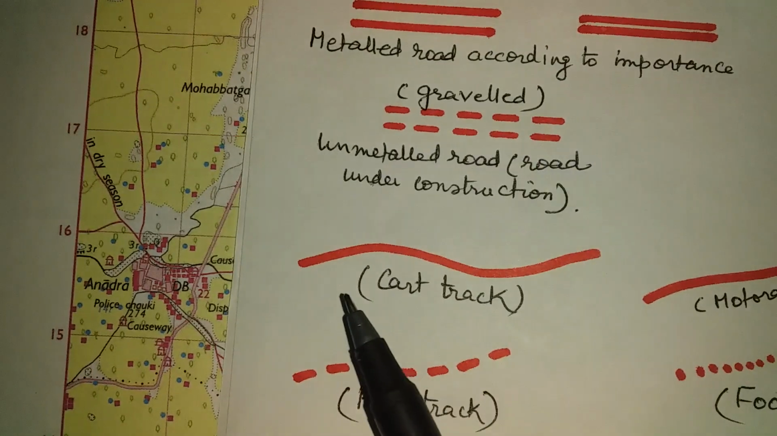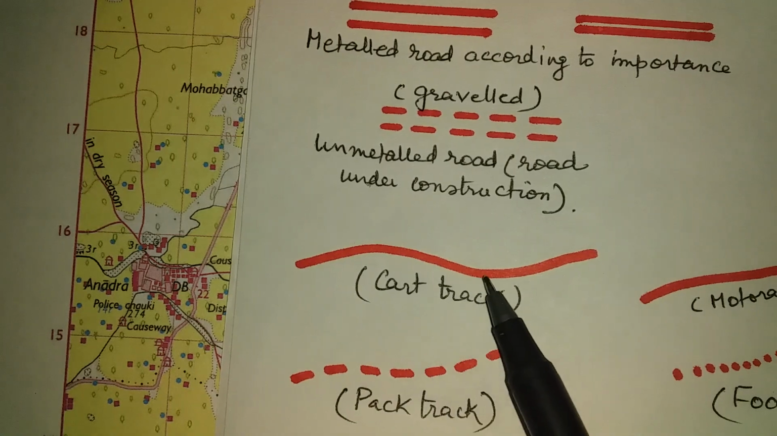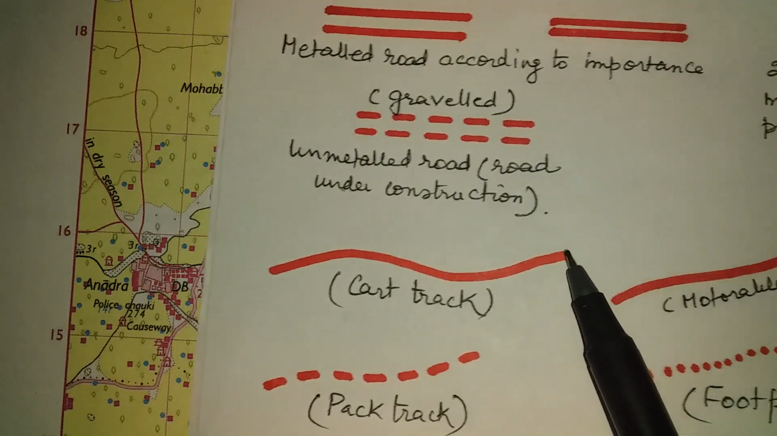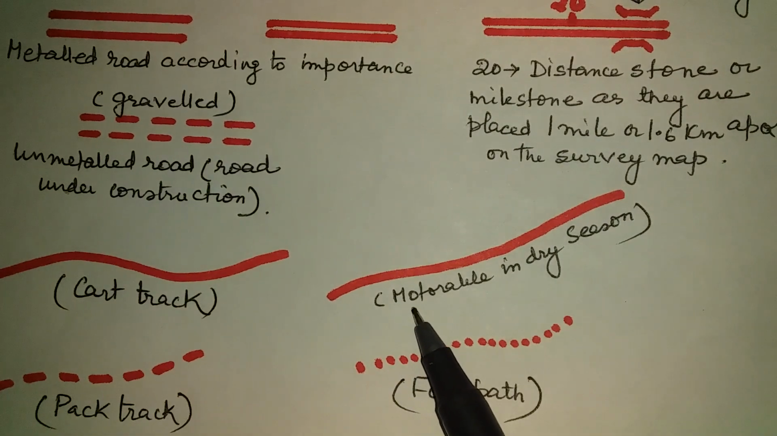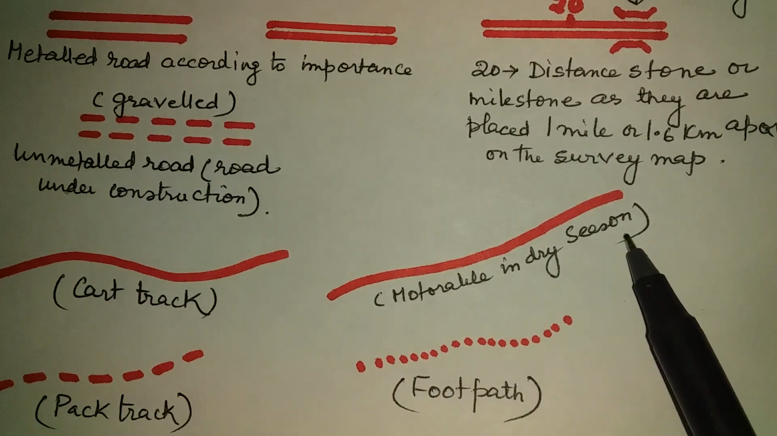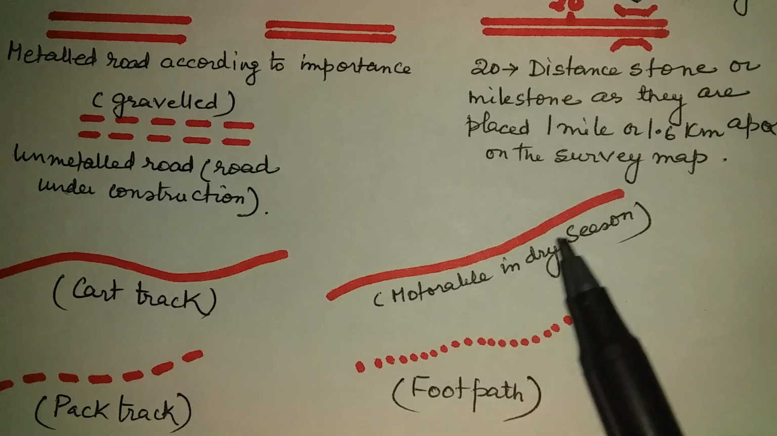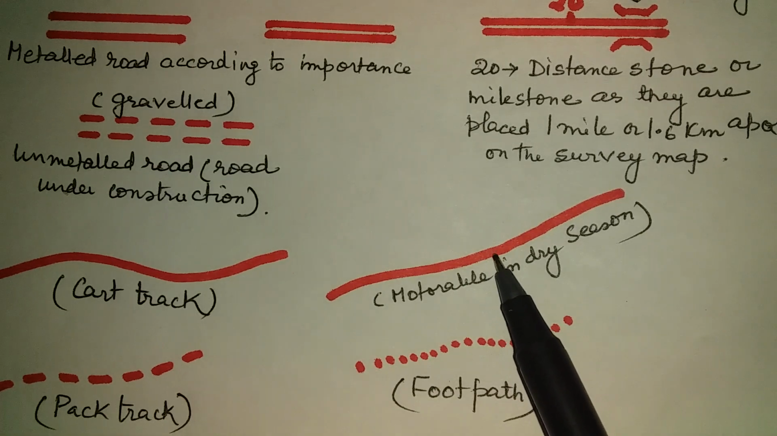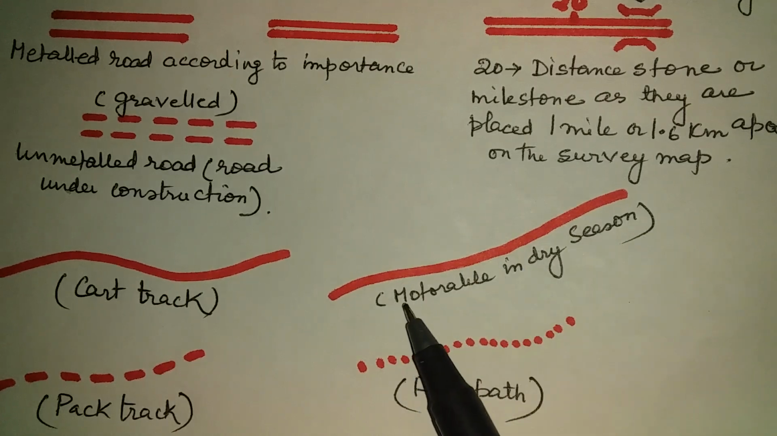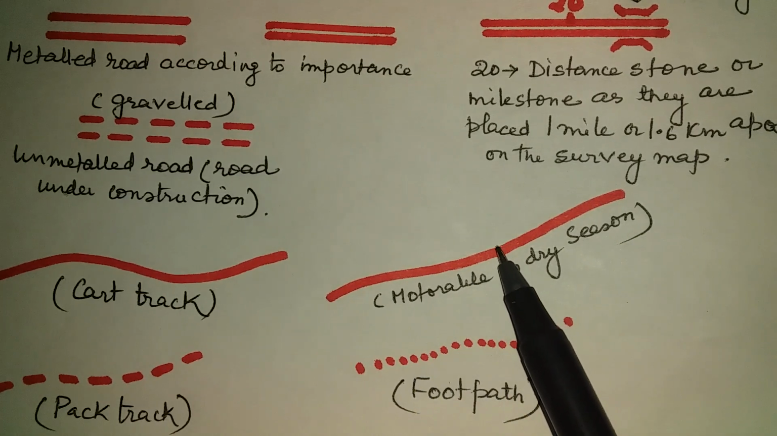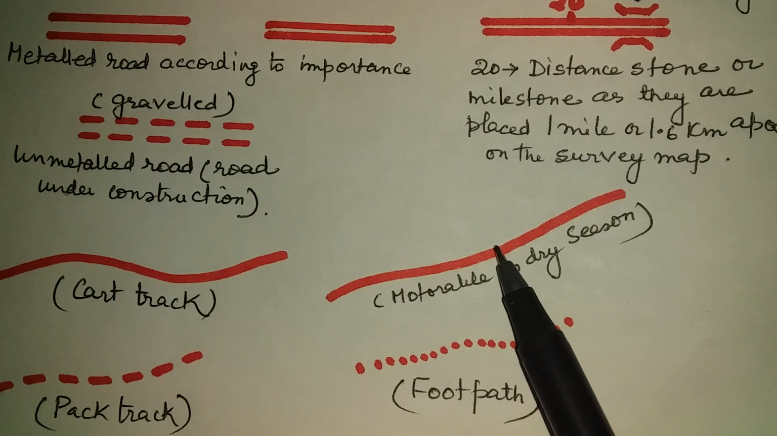The second type is the cart track, a single red line. Sometimes along the cart track it will be written in black, motorable in dry season. That means the cart track has a special feature, and this is also an indication that the area receives seasonal rainfall.